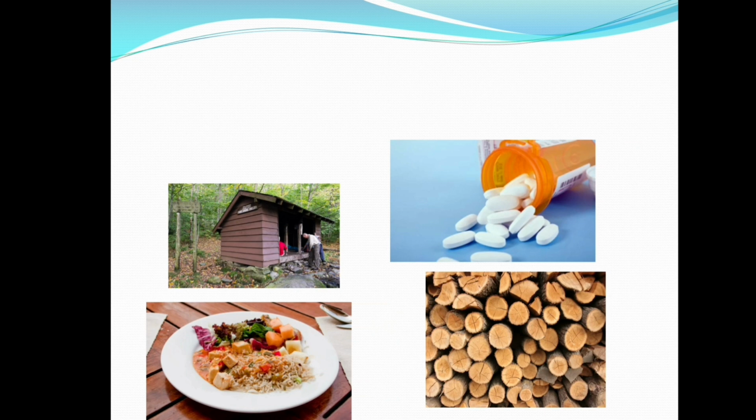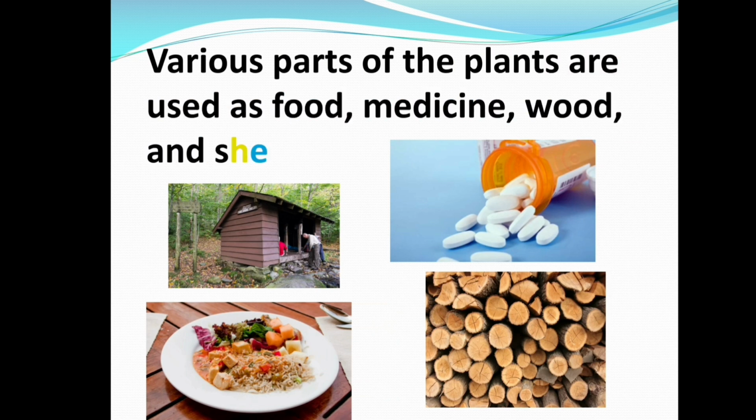So you can see here we have shelter, food, wood, and medicine. Various parts of plants are used as food, medicine, wood, and shelter. We take food from certain plants and we create medicines from certain plants. We get wood from trees, and some of the shelter is also made by plants. So various parts of plants are used as food, medicine, wood, and shelter.